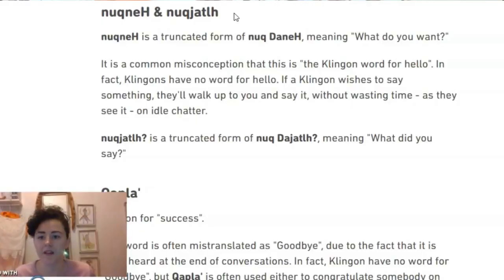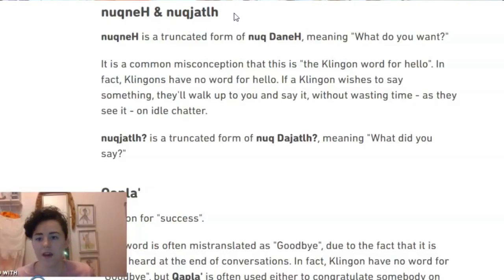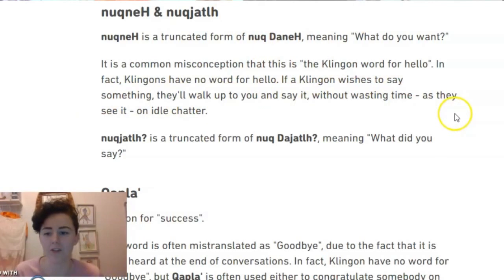Nuk nech. Nuk nech is a truncated form of nuk dahe, meaning what do you want. It is a common misconception that this is the Klingon word for hello. In fact, Klingons do not have a word for hello. If a Klingon wishes to say something, they'll walk up to you and say it, without wasting time. As they see it, it's idle chatter.